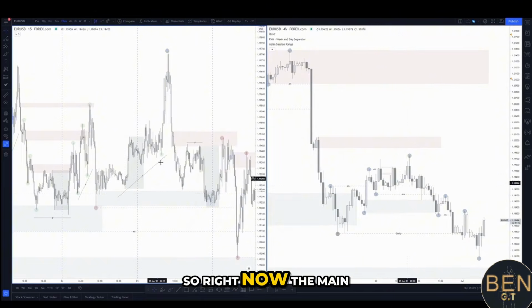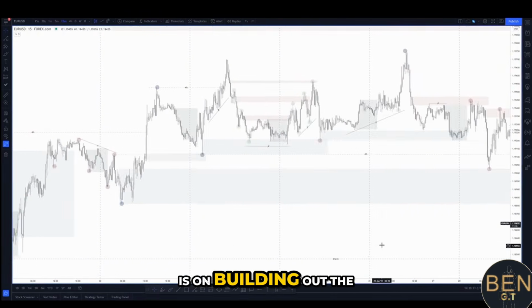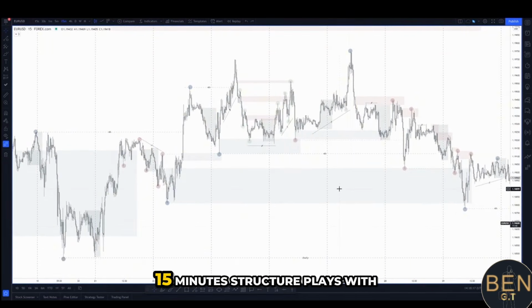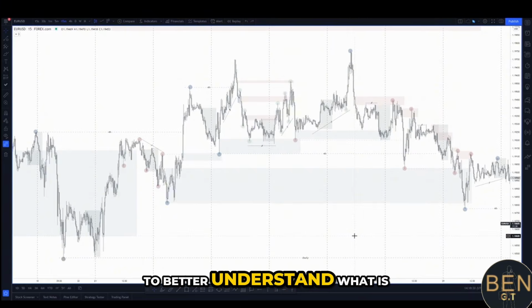So right now, the main idea and the main emphasis is on building out the structural components, understanding how daily, 4-hour, and 15-minute structure plays with each other, and how trends are built and how they follow one another and how they deviate from one another, and how we can include supply and demand into those concepts to better understand what is happening.